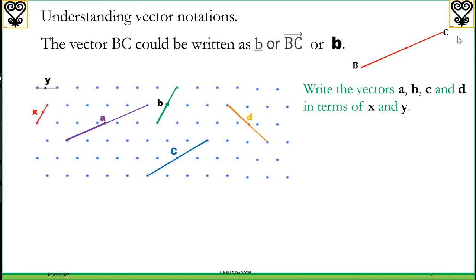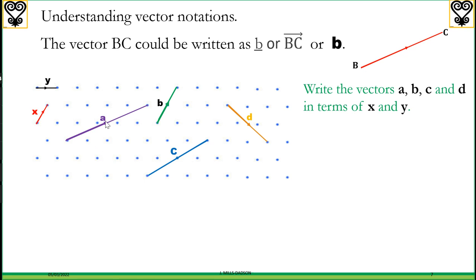So, for example, this line is vector BC. It could be written with a B underscore with a line, or BC with an arrow on top, or B in bold. They all represent notation of writing vectors. So this is what you need to understand. So we are supposed to write vectors for A, B, C, and D only in terms of x and y.